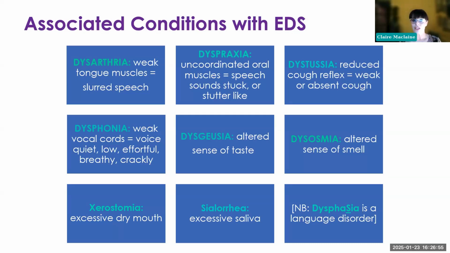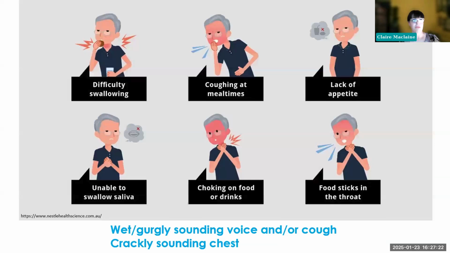As I said, dysphonia, if somebody's got a very weak voice like this, it could often mean that their vocal cords are not coming together. We look at altered sense of taste, of smell. Do they have a dry mouth? Do they have too much saliva? All of these things can cause more problems with eating, drinking and swallowing. And just to note, dysphagia is a language disorder. So I've had plenty of referrals asking me to assess someone who's got dysphagia because they can't eat and drink. It's the difference between an S and a G.